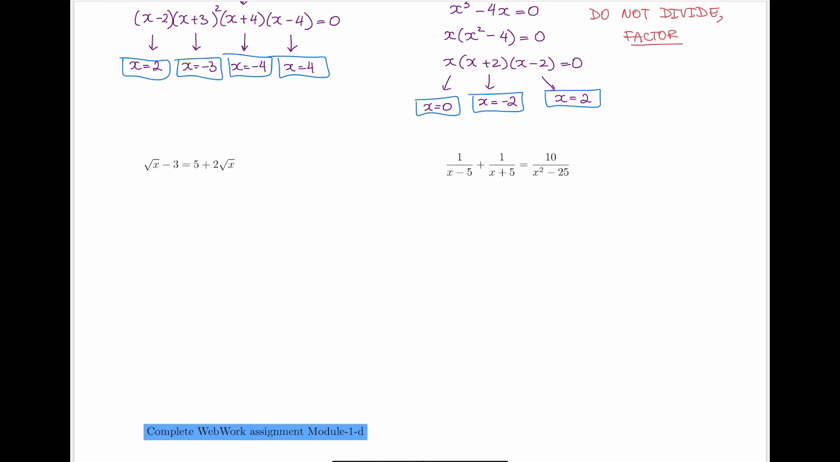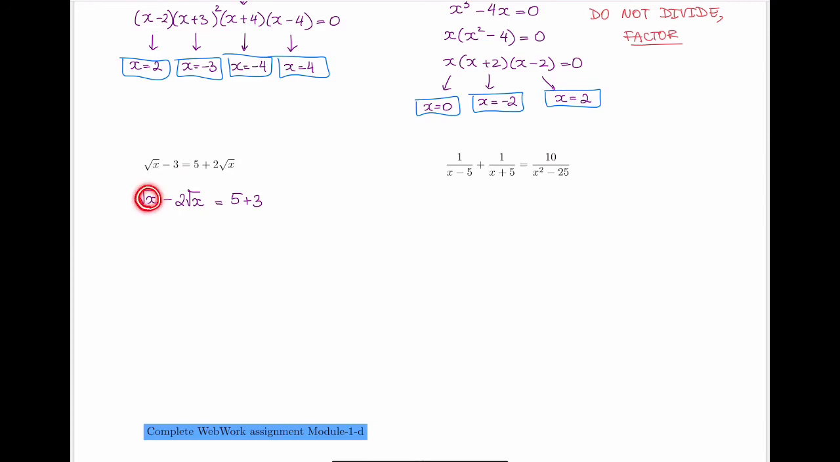Let me move the square roots over to the left. So I'm going to subtract 2 root x from both sides. So here I'm going to have root x minus 2 root x equals, and I'm going to move the number 3 from this side over to the right. So I'm going to add 3 to both sides. So I'm going to have 5 plus 3. And now I can combine similar terms.